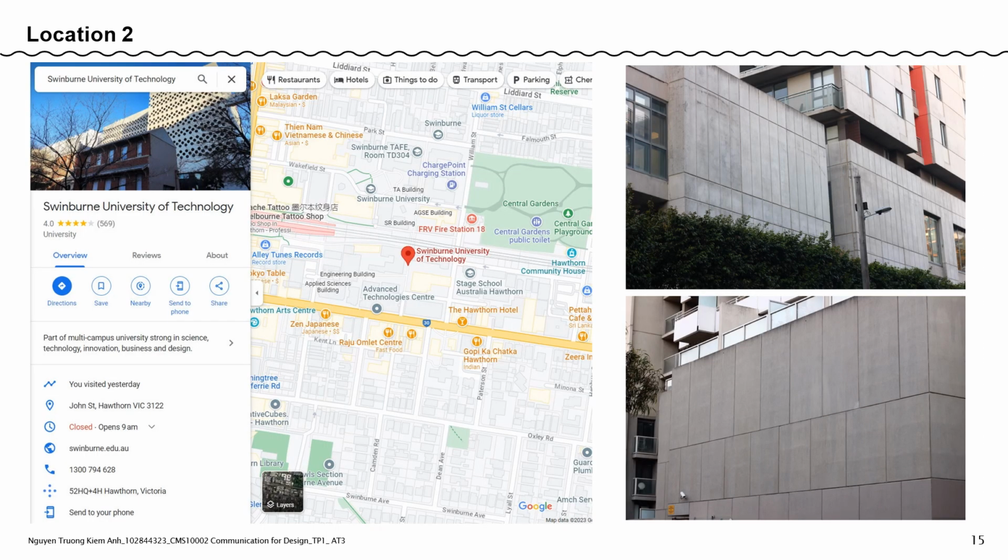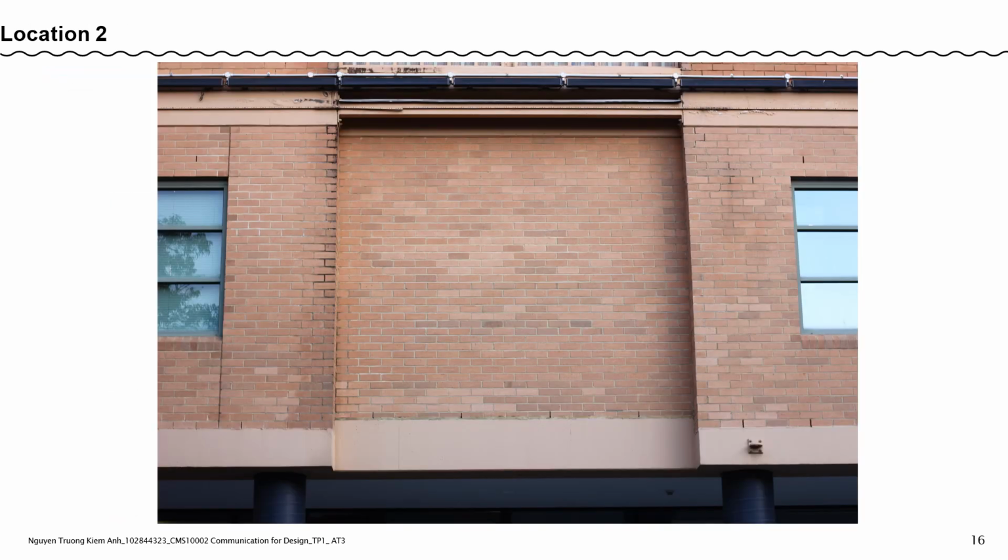For my second location, inside the campus, I have found so many blank walls to put my super graphic on. The reason I picked this location is because I want students and everyone to see my super graphic and raise awareness about social anxiety, especially among teenagers and students. Here are some walls that I took pictures of.